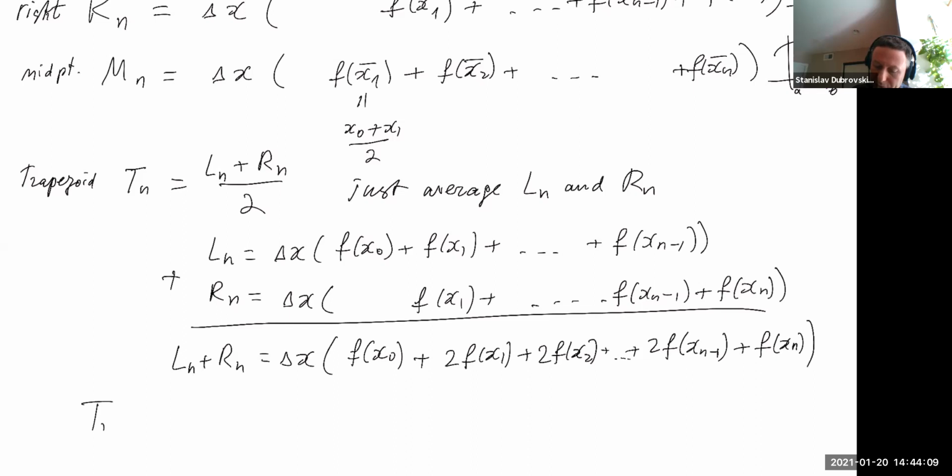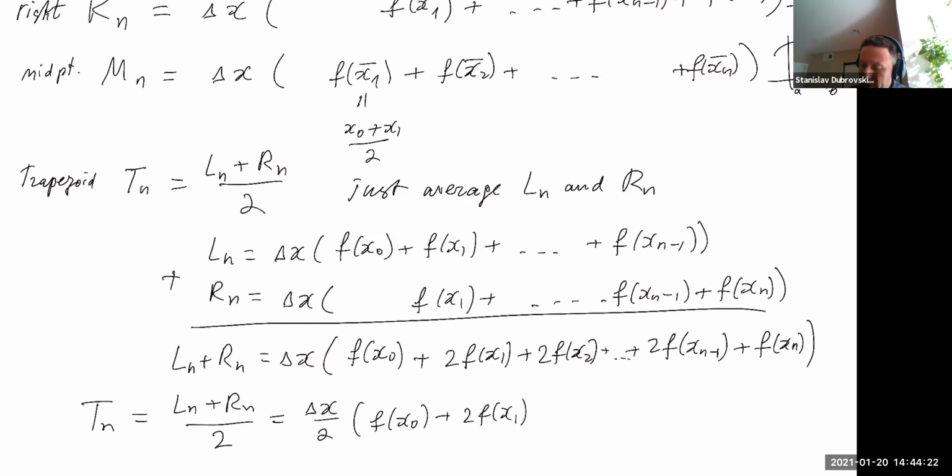Now, finally, if we have to average, then we'll take (L_n + R_n) / 2. Then that's what we'll get: Delta x over 2 times f of x naught, plus twice that, plus, until x_{n-1}, plus finally f of x_n. And that's our formula for the trapezoid rule.